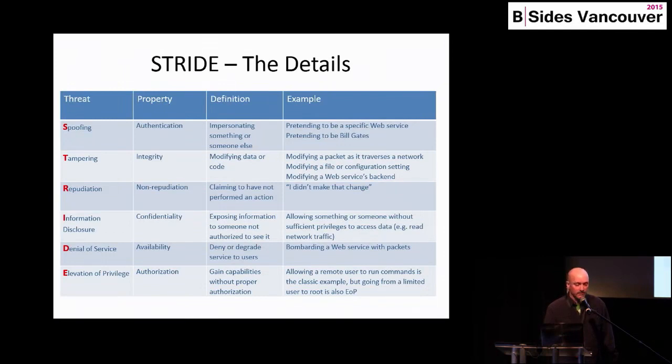Denial of service is pretty self-explanatory. It's to deny or degrade service to end users. It's attacking the property of availability. And finally, elevation of privilege is attacking authorization. It's where you get capabilities where you aren't authorized to have them. And the classic examples are a remote user running commands or going from limited user to root. If you can get root on a system where you started out as guest, you've definitely done some elevation of privilege.